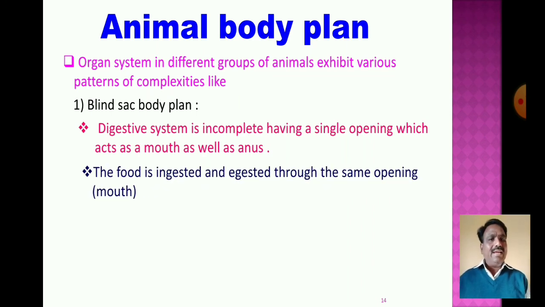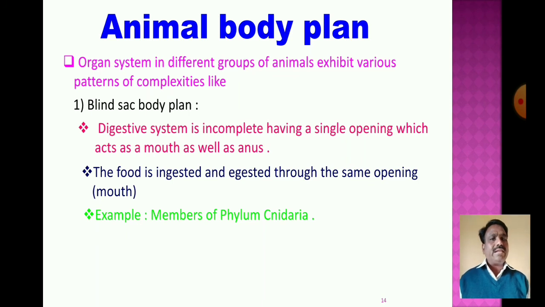The food is ingested and egested through the same opening, known as the mouth opening, that is the blind sac body plan. An example is the members of phylum Cnidaria, which have a single opening that acts as the mouth as well as anus.